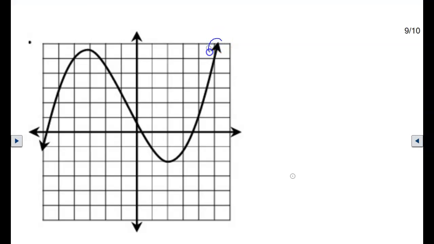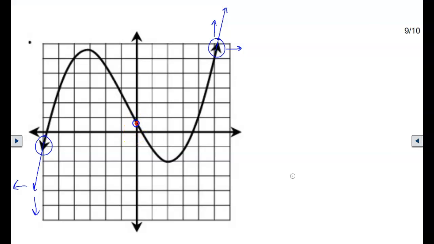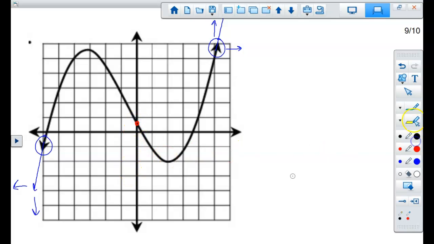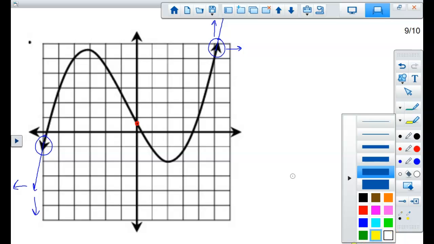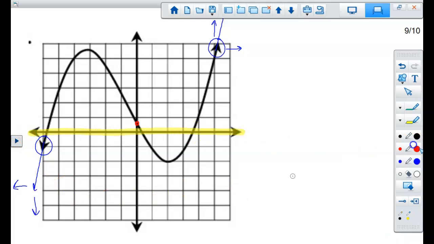Notice we have a graph here with arrows. This arrow is going to keep doing its thing over here, so it's going right and it's going up. And notice this arrow over here, it's going to keep going to the left and down forever. So again, let me highlight my x-axis. Maybe that'll help you see it a little better.